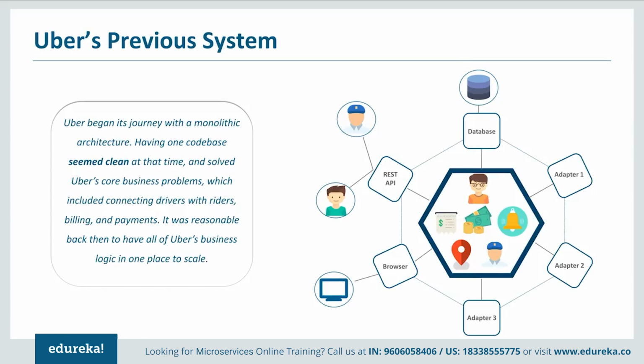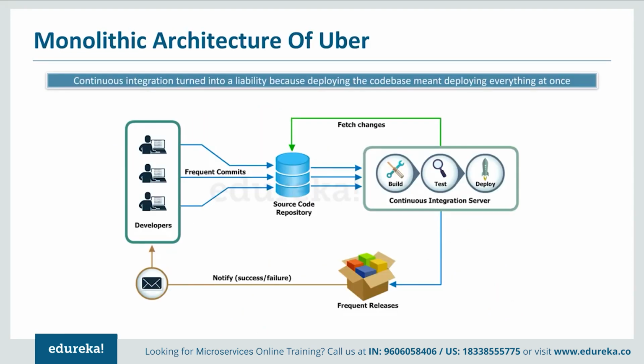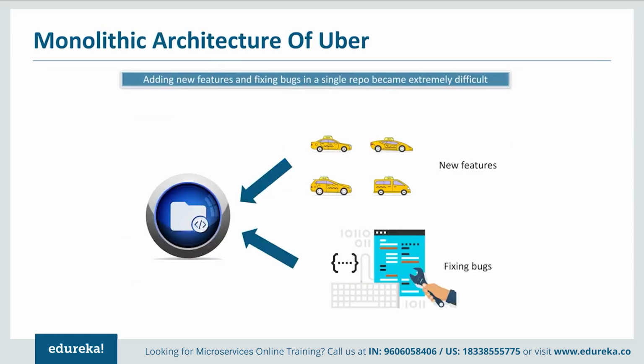This means that having one code base seemed clean at that time and solved Uber's core business problems, which included connecting drivers with riders, billings, and payments. But as Uber started expanding worldwide into many more cities, it continuously faced the problem of scalability and continuous integration. So, developers could not continuously build, test, deploy, and release the software frequently as and when Uber started expanding city-wise throughout the world. Also, adding new features and fixing bugs in a single repository became extremely difficult for the developers.